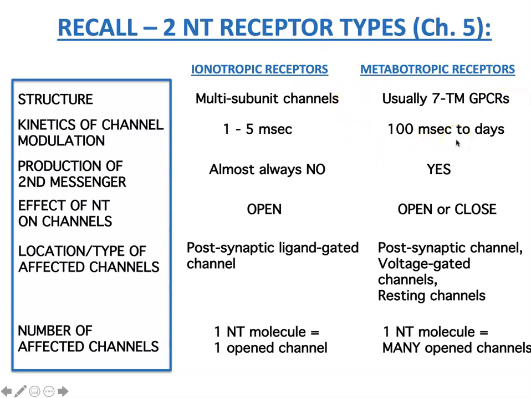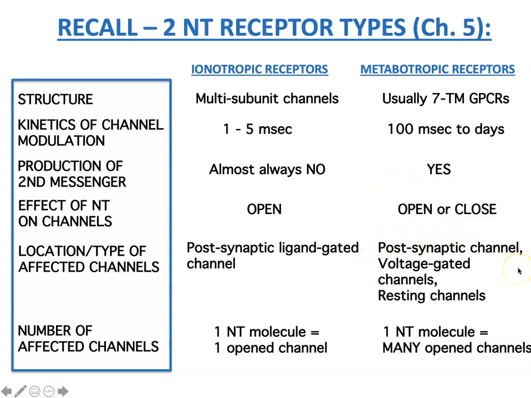It takes a varying length of time for this receptor to respond. Look at the difference here. We've got a 1 to 5 millisecond response for ionotropic receptors. For metabotropic, we said it was slow: 100 milliseconds in some cases to days. It takes days for some of these receptors to actually open. There is always some type of signaling pathway involved. And the effect of these receptors being activated could either open or close ion channels within the cell.